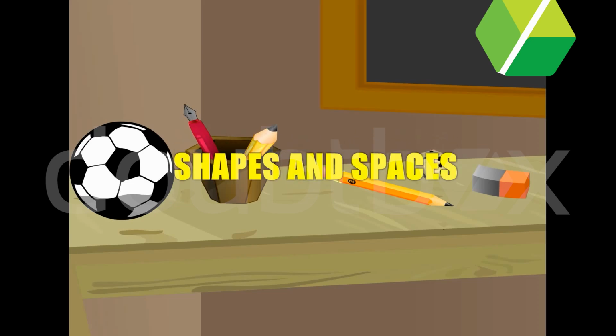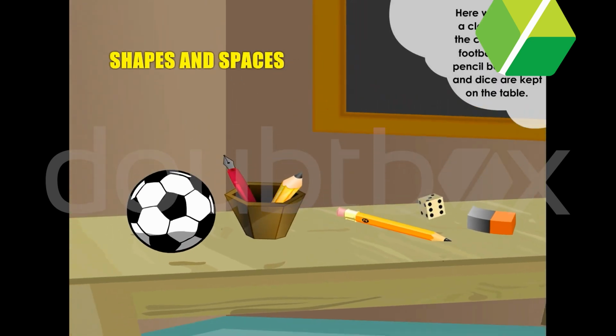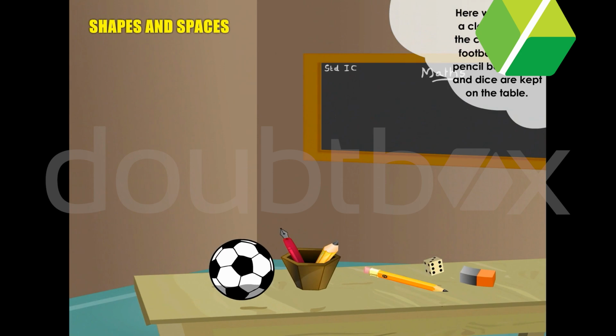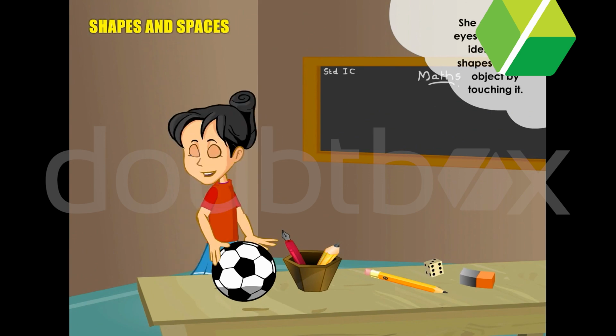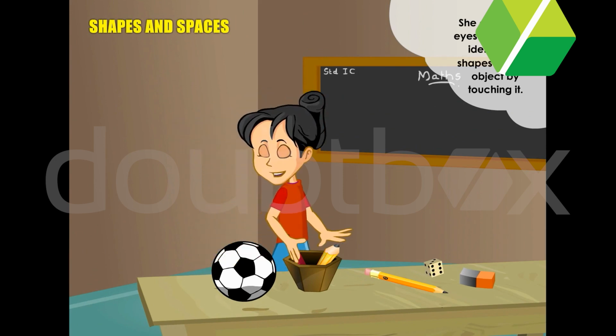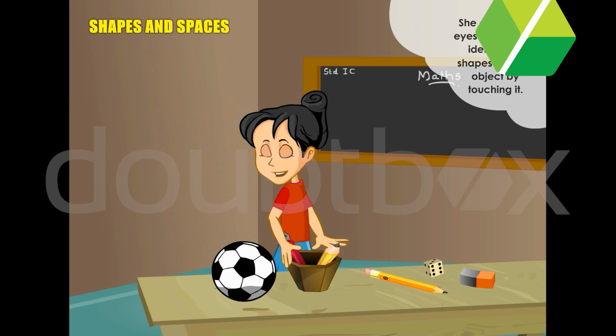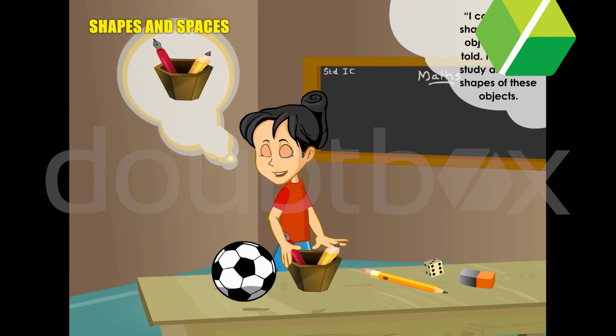Shapes and spaces. Here we can see a classroom. In the classroom, a football, pencil, pencil box, eraser and dice are kept on the table. Rani is a brilliant student in the classroom. She closed her eyes and tried to identify the shapes of each object by touching it. "I can feel the shapes of these objects," Rani told.